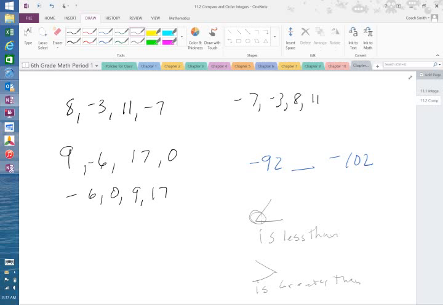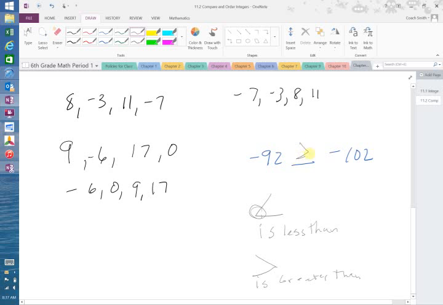Now, what goes in the blank? Which sign? Is it less than or greater than? Staley, you don't say that with a lot of confidence. Yes, it is greater than, so we're going to put the greater than sign in the blank. Remember, the less than sign points to the left, the point being the little point right there.